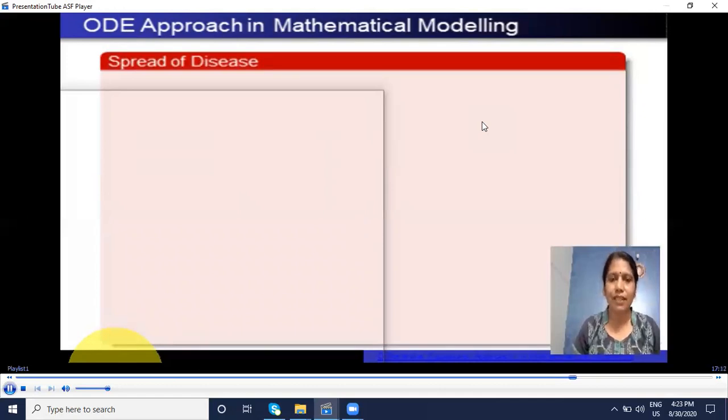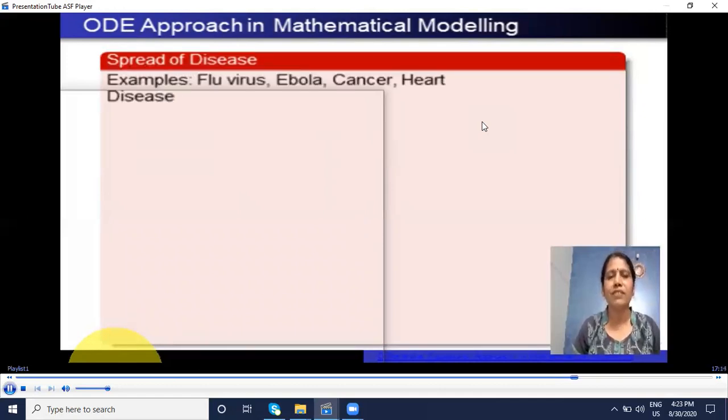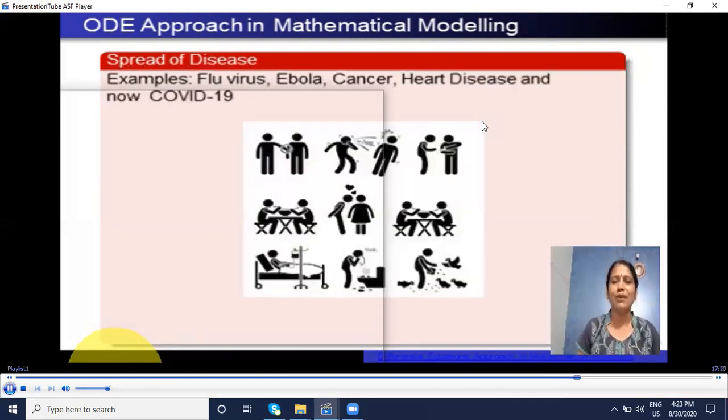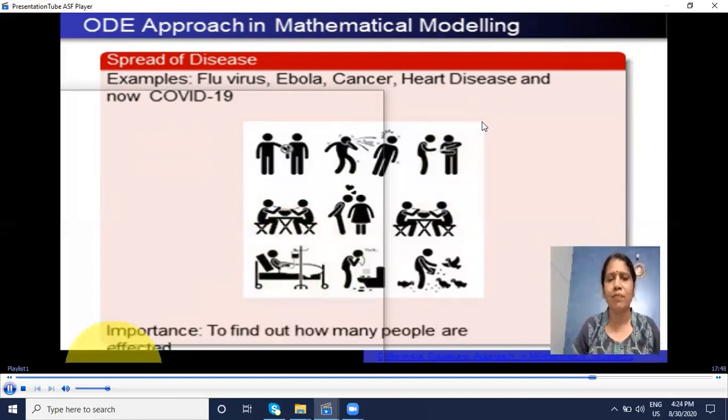Now let us go to another mathematical model, the spread of diseases. For example, how the flu virus, Ebola, cancer, heart disease, now COVID-19, how it spreads. See, when we have physical contact with people, in our different day-to-day activities, having lunch together, and sharing food, all these things are possible ways of spreading disease.